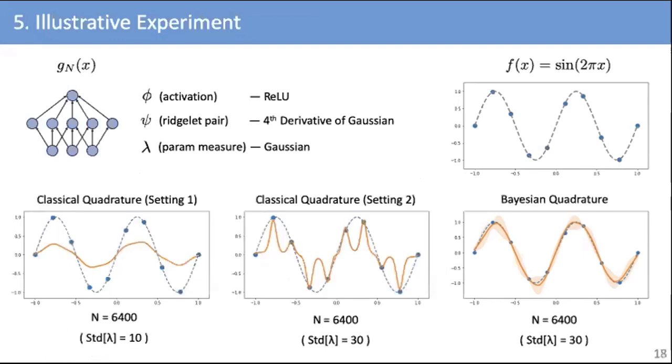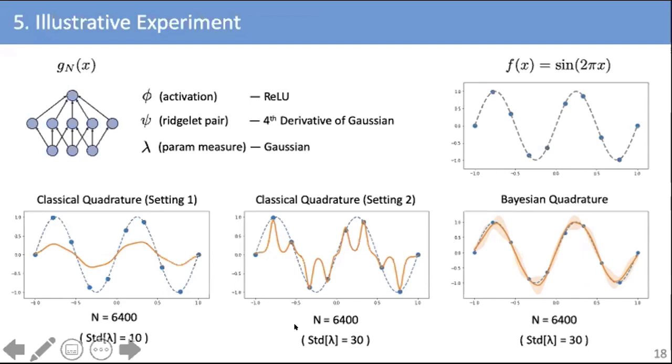Okay, so we also compared the standard quadrature-based neural network and the Bayesian quadrature-based neural network. The first two pictures show the output of the neural network constructed by a classical quadrature method, such as Gauss-Legendre quadrature or something. And this third picture shows the output of the Bayesian neural network, which is constructed by Bayesian quadrature. This is the same neural network as in the previous slide.